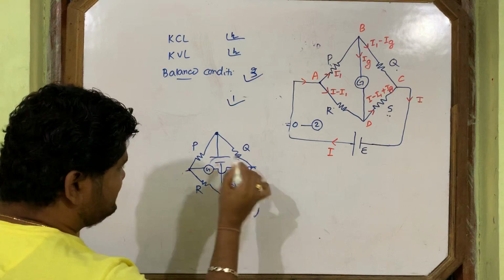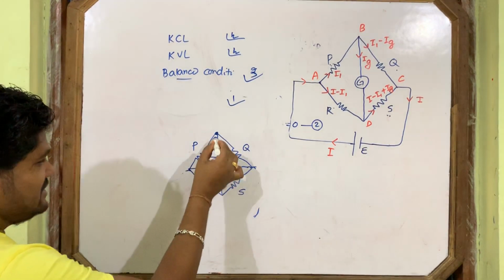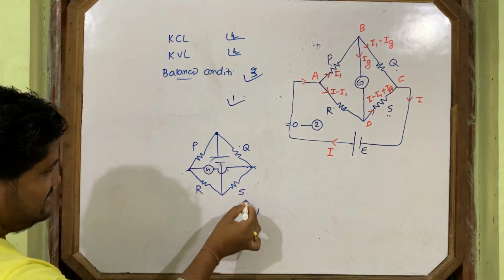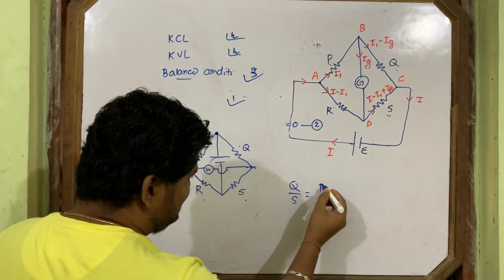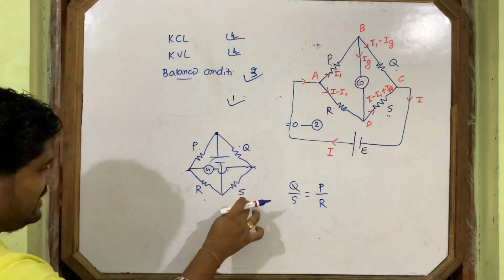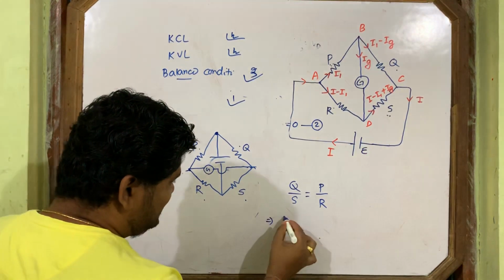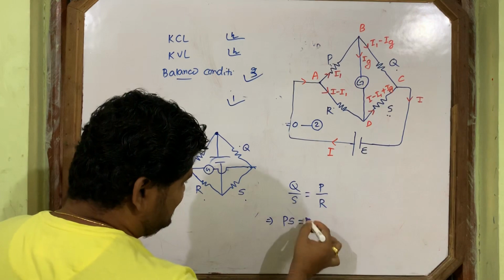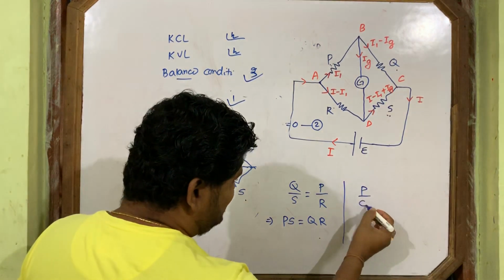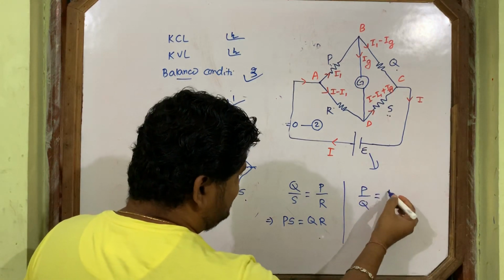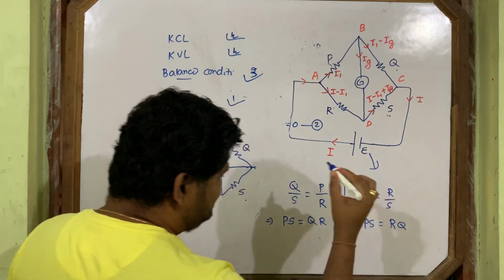I am drawing the diagram like this. Say from the cell point, Q by S, P by R. Understand? So what is coming? PS is equal to QR. And what was your condition? Your condition from this, P by Q is equal to R by S. This is also PS equal to RQ.